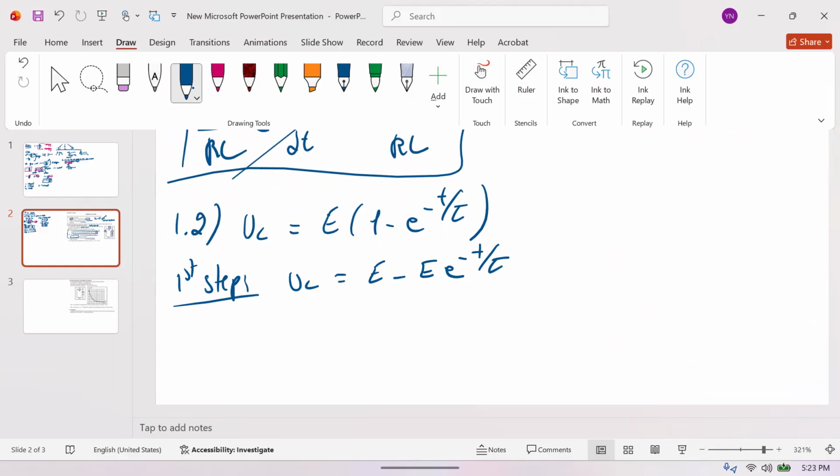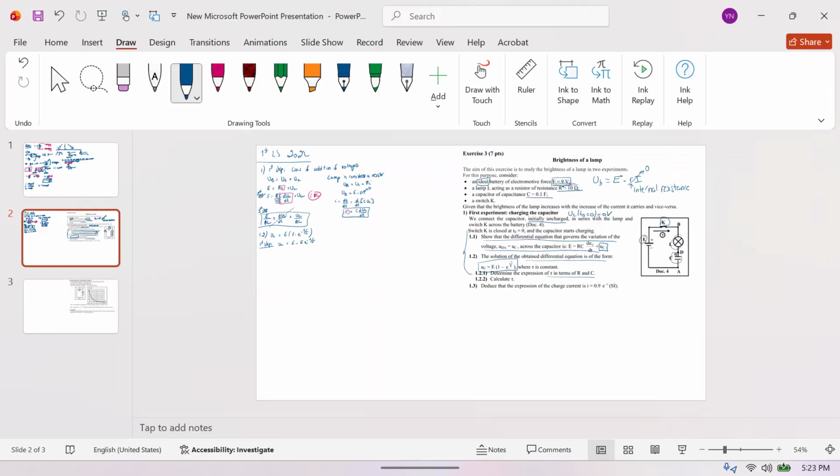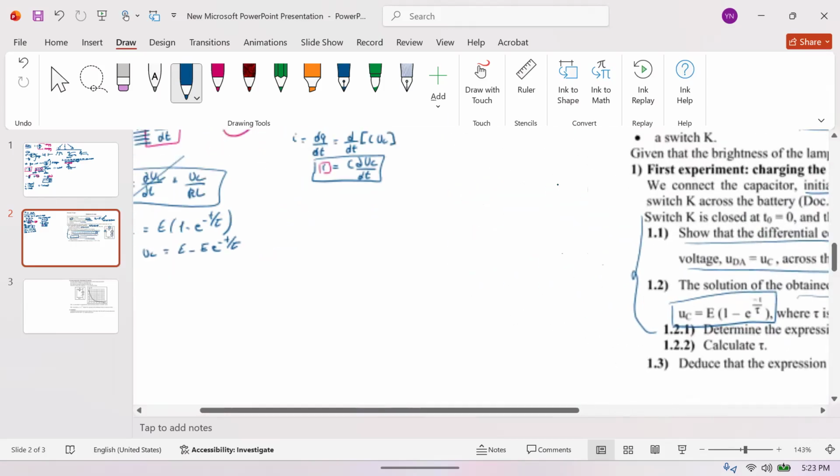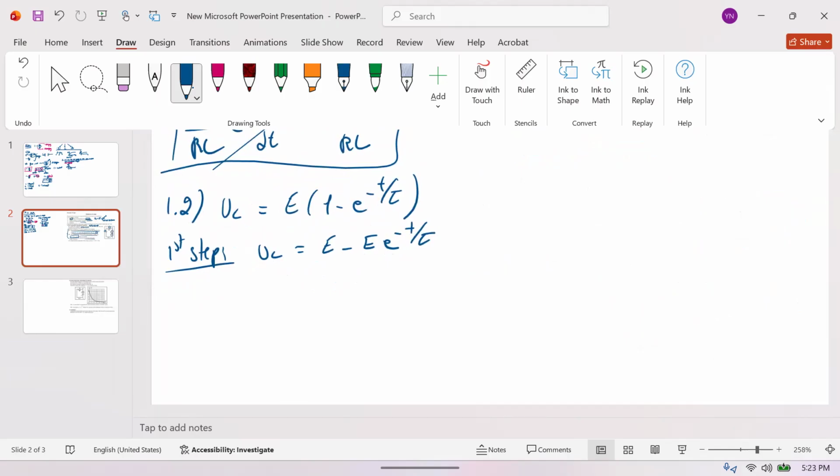E is a constant value, it's 9. They said that at the beginning of the exercise here. Okay, so E is a constant. And the exponential, definitely it's not a constant, because the exponent has t and the time is changing. So it's the variable here.